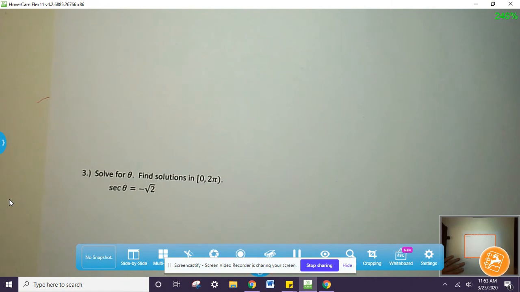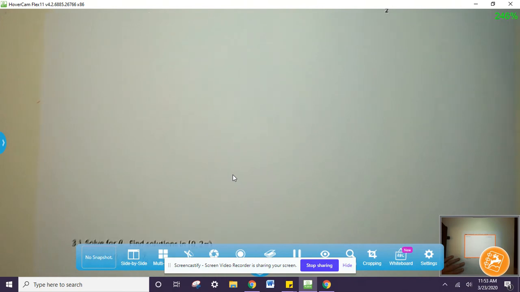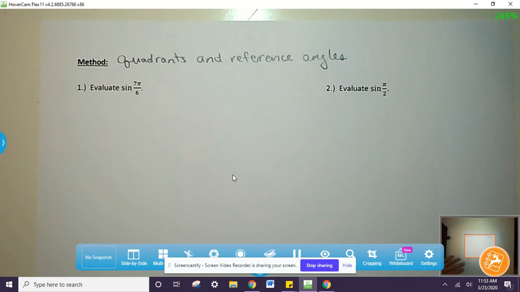From this point forward, you get to pick how you do this. I'll never mandate that you use quadrants and reference angles or mandate that you use the unit circle again. So from now on, you choose your method. So what we're going to do is actually do these same three problems right here. I'm going to show you three different methods.